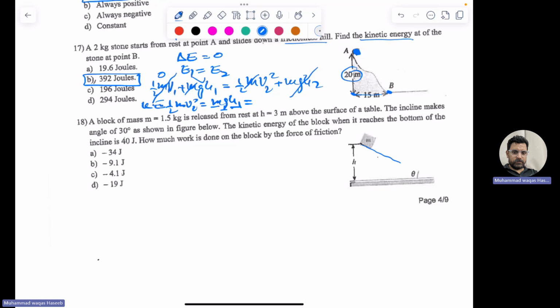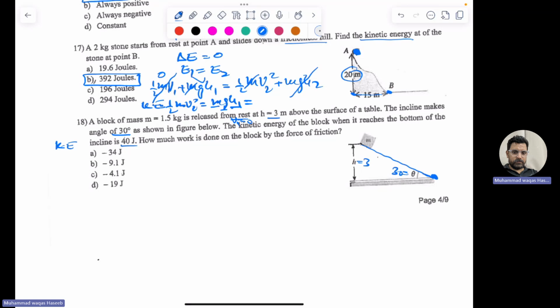This question is like this. A block of mass m is released at rest. Rest means its initial velocity is zero. At height equal to 3, the incline makes an angle of 30 degrees. The kinetic energy of the block when it reaches the bottom of the inclined plane, this is the kinetic energy when it reaches over here, how much work is done?